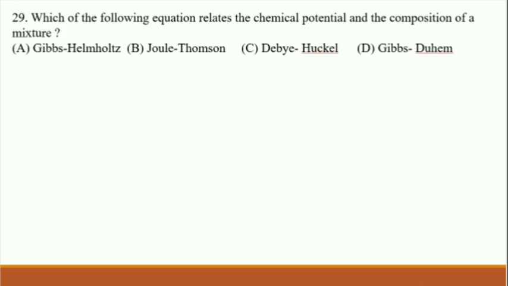29th question, it's a very simple question. Which of the following equations relates chemical potential and composition of a mixture? The Gibbs-Duhem equation relates chemical potential mu and the components of a mixture.